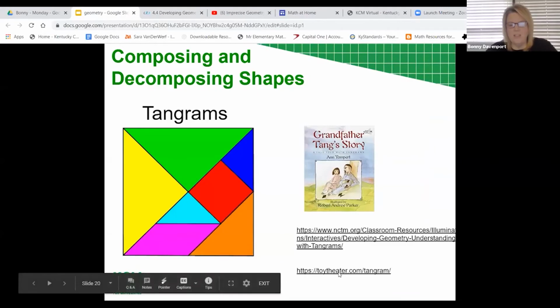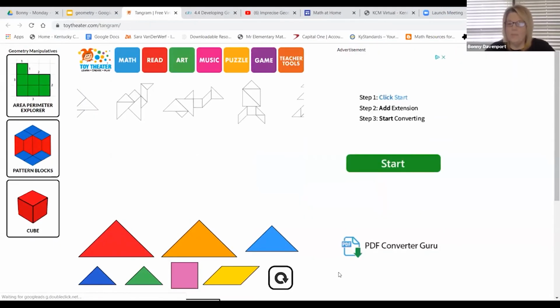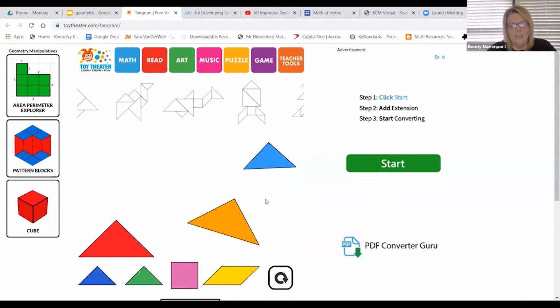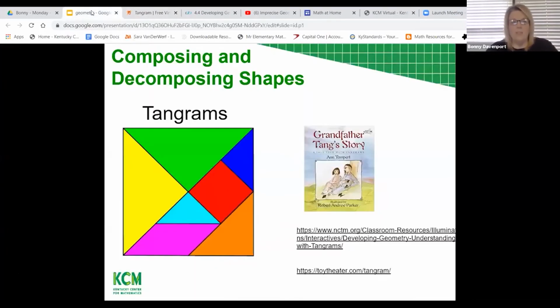Toy Theater also has a great website where you can see a picture, and then the student has to visualize, okay, if I'm going to make this rocket ship, that's a triangle, and then there's this triangle, but he needs to be turned, and just manipulating the shape using all the same things that we just talked about. So tangrams are a great manipulative to use with our little ones when we're learning about shapes.